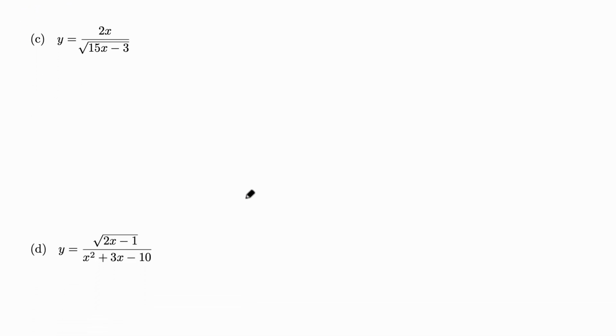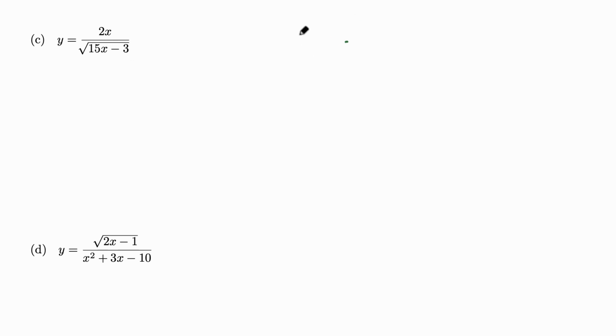In part C, 2x is always defined, so we got some restriction on the bottom. The bottom cannot be 0. At the same time, we got a square root, and we know the square root of non-negative numbers is defined. This can be 0, but we cannot have a negative number. But this is located on the bottom, so when we have a square root of 0, which is 0, something divided by 0 is undefined. So this should be strictly positive.